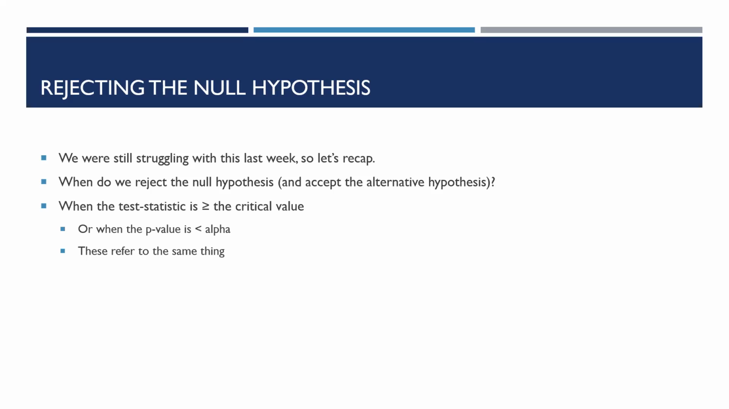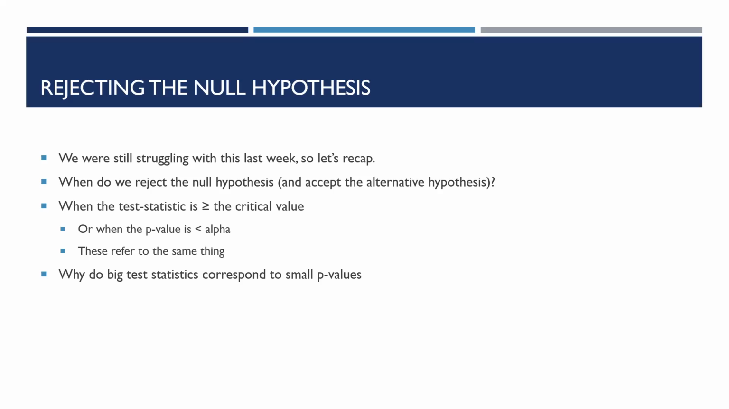So when the test statistic is greater than or equal to the critical value, or another way of saying that is when the p-value, something Excel also reports for you, is less than alpha, which corresponds to the confidence level you've set out at the beginning of your analysis. These refer to the same things. That's when we reject the null.